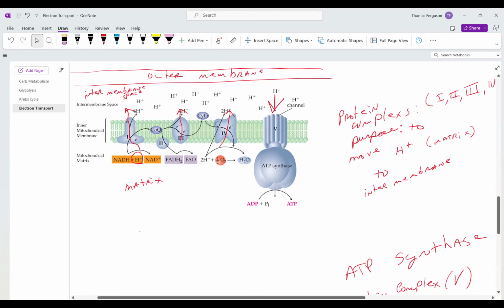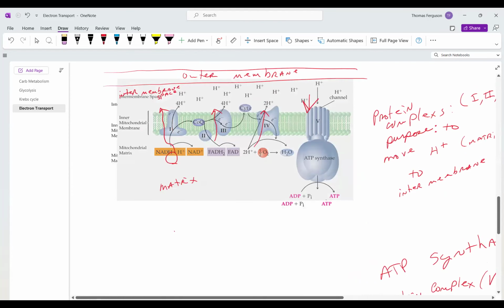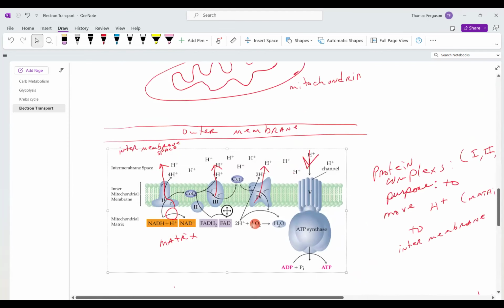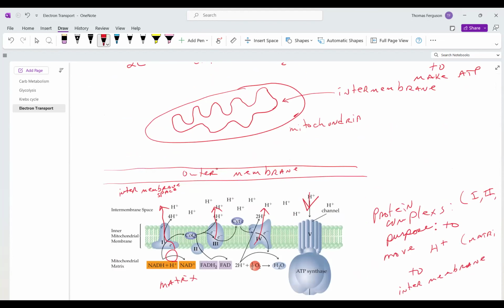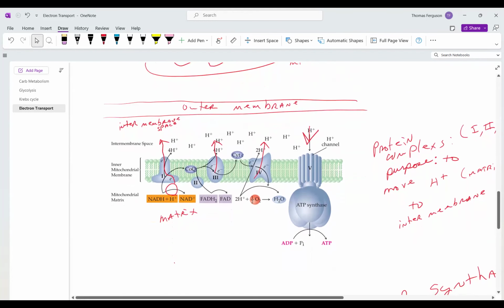Now, this is the matrix here. This is that squiggly line here, that membrane. So we're talking about matrix. This here is the intermitochondrial membrane. And then this here is the intermembrane space right here. But this is where all the action is, if you look at that under a microscope.